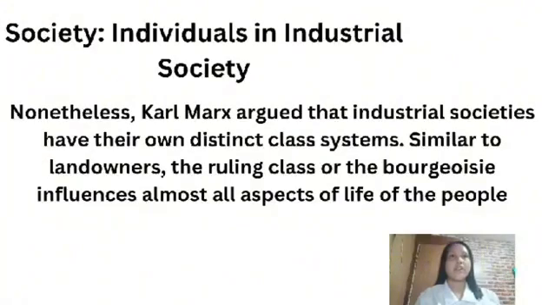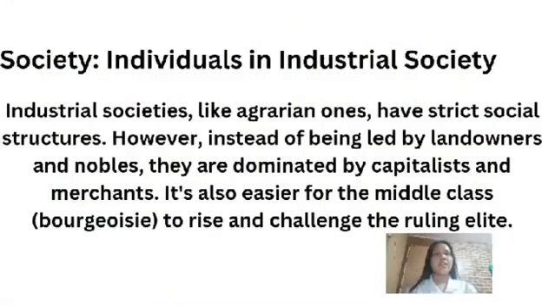Nonetheless, Karl Marx argued that industrial societies have their own distinct class system. Similar to landowners, the ruling class or the bourgeoisie influences almost all aspects of life of the people. Industrial societies, like agrarian ones, have strict social structures. However, instead of being led by landowners and nobles, they are dominated by capitalists and merchants. It's also easier for the middle class to rise and challenge the ruling elite.